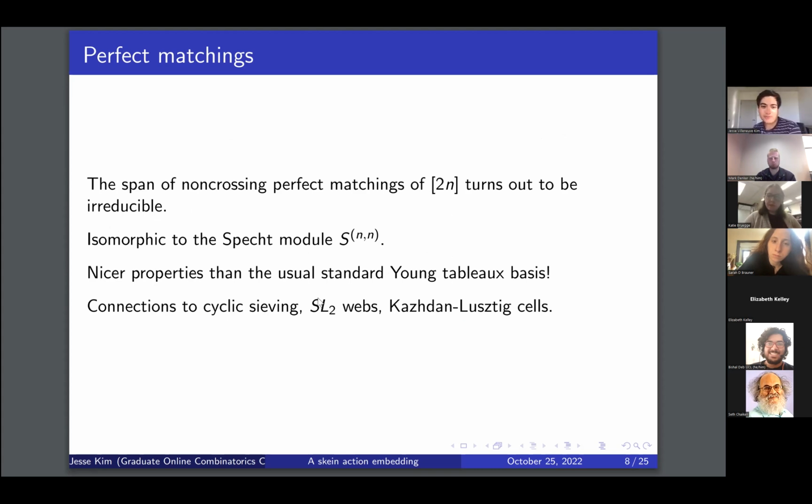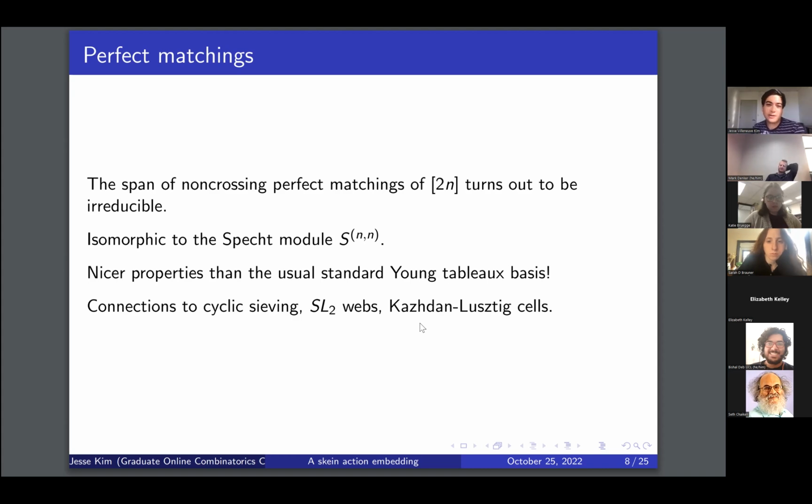SL2 webs is the paper that Stefan mentioned in the chat by Kuperberg. It's also an example of Kazhdan-Lusztig cells, which I'm not super knowledgeable about myself. And there are also some applications to cyclic sieving. So you can have a cyclic sieving result on non-crossing perfect matchings, and this is one way to prove that it works out.